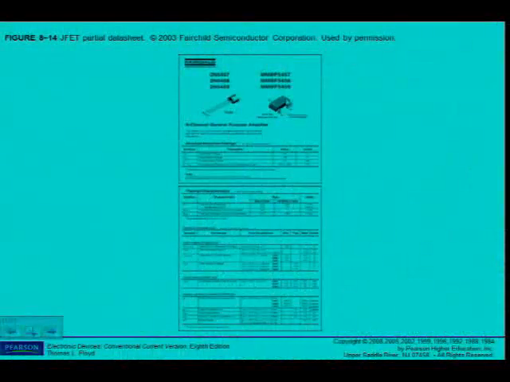Alright, then the next and last section of the parameters, the JFET forward transconductance on page 379.